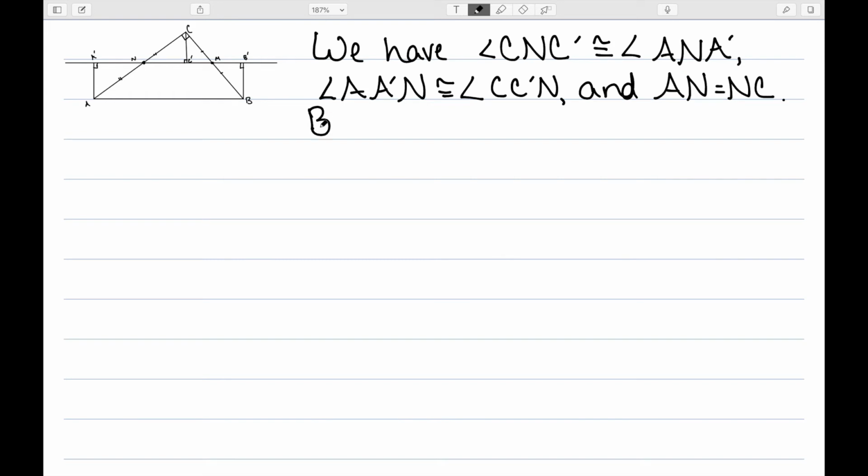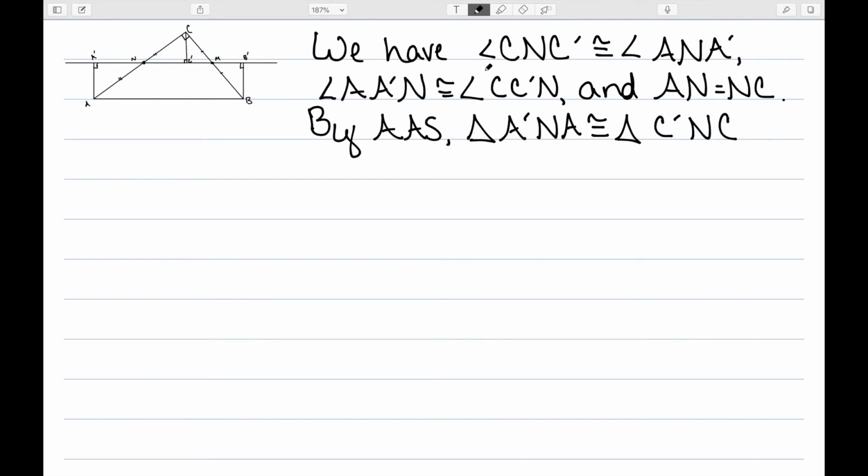This tells me that by angle side, we have that triangle A prime NA has to be congruent to triangle C prime NC. So these two triangles here are congruent. Well, that tells me that AA prime has to be congruent to CC prime.